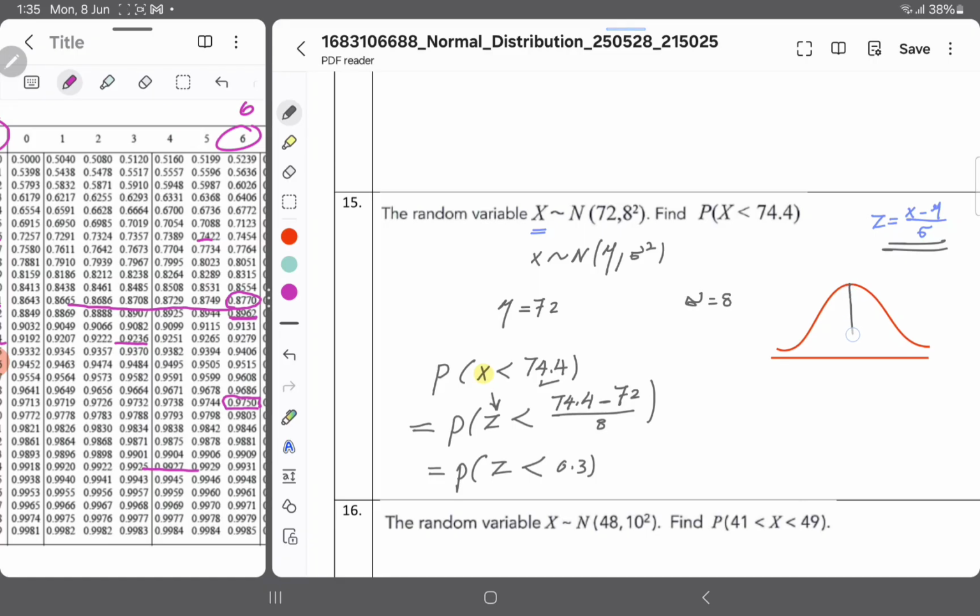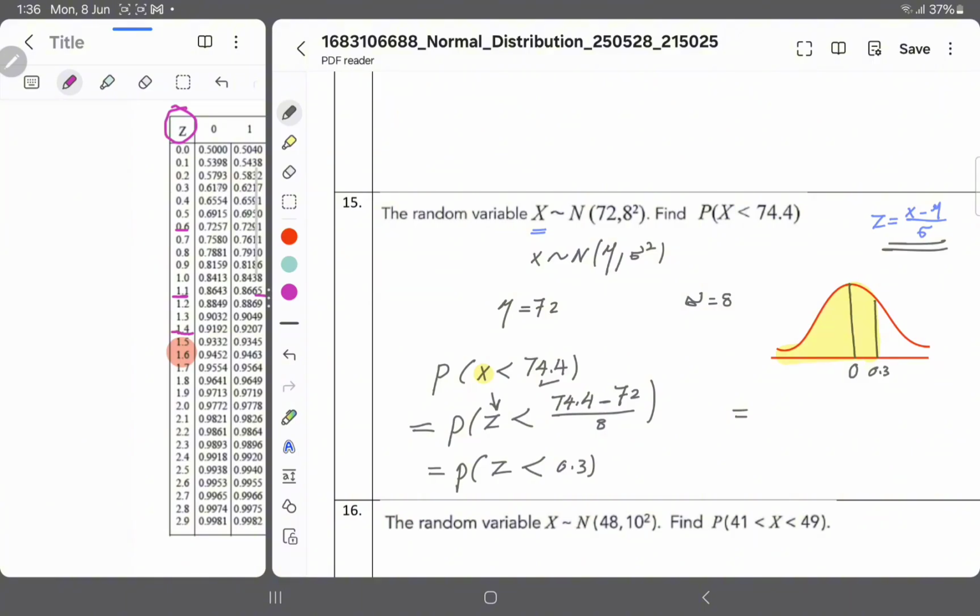The mean in the central location is 0 because it's changed to z now. The value of x here changed to z equals 0.3. Z is positive, and we want to evaluate the area less than, so it's on the left. So we just take it from the table.